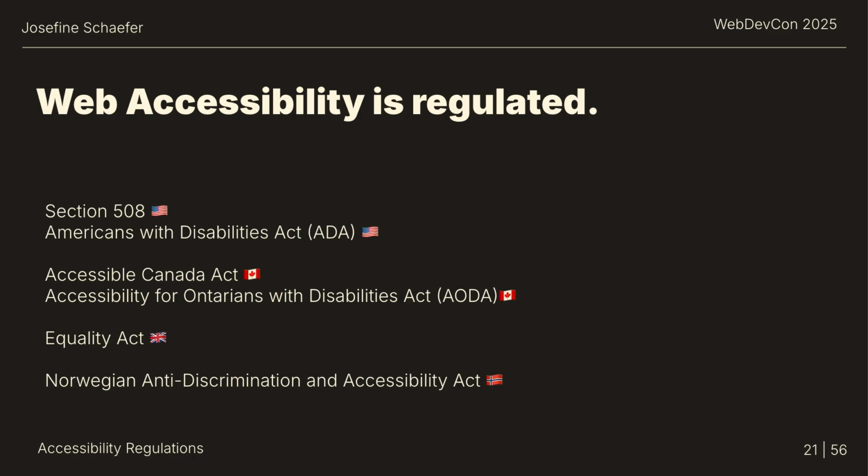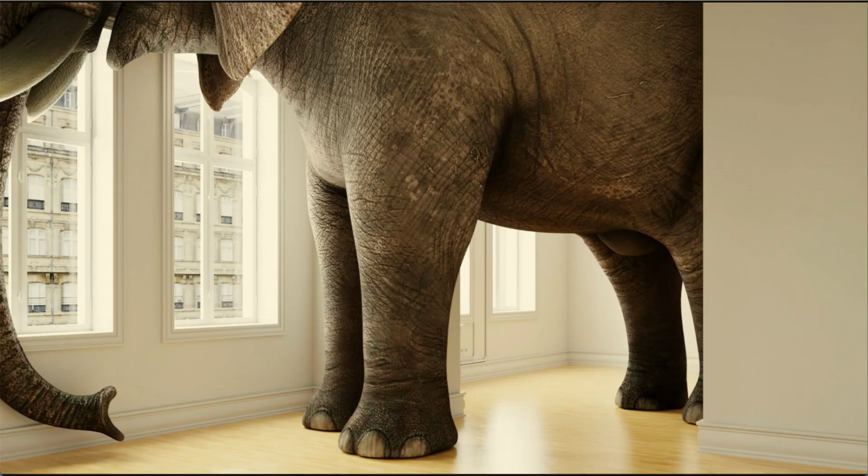There are different kinds of regulations in different countries. You have Section 508 in the US. You have the Accessible Canada Act. You have the Equality Act in the UK. And in Norway, you also have an anti-discrimination law. And kind of the elephant in the room is the laws that are coming to the EU, right? Because maybe some of you who haven't worked with accessibility before have become aware of it because of the law.